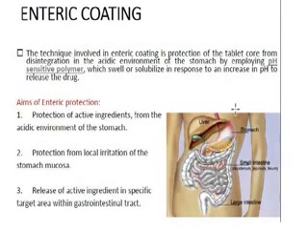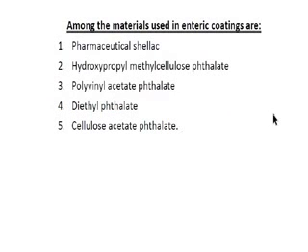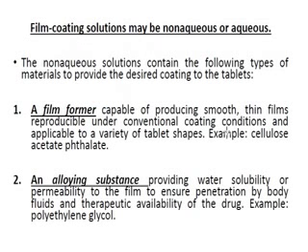Now, what is meant by the enteric coating? When we are coating your tablet and your tablet is releasing your drug into the intestinal cavity, then it is called the enteric coating. So for that purpose, we have to use a particular type of coating material or film forming agent. It has the ability to dissolve at basic pH. Examples of such materials are pharmaceutical shellac, hydroxypropyl cellulose phthalate, polyvinyl acetate phthalate, diacetyl phthalate, and cellulose acetate phthalate.